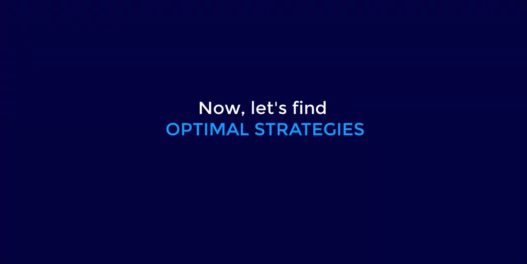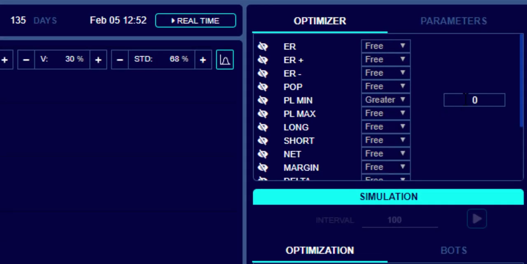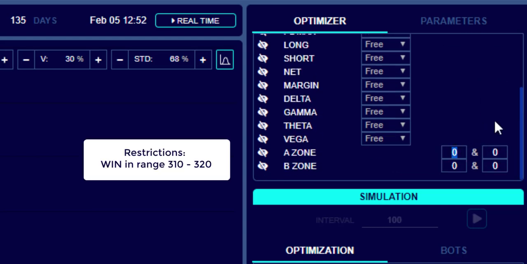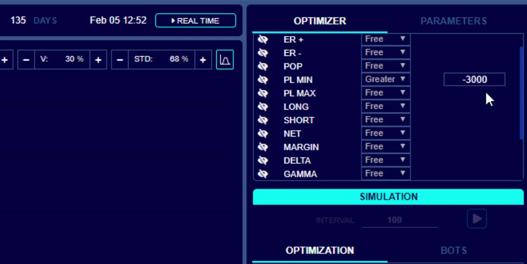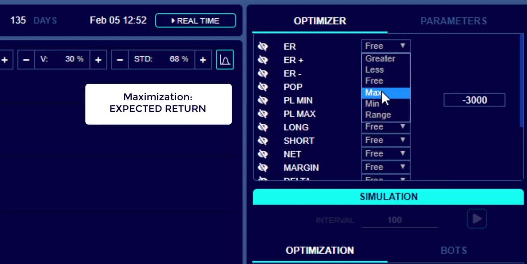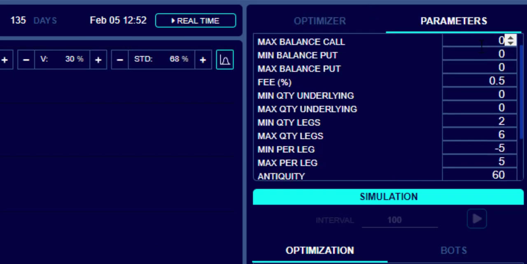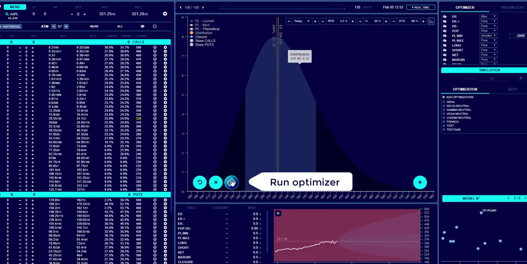Now we will look for optimal strategies. On the right we configure the optimizer parameters. In this case, maximum loss 3000 USD, and we want to end up positive in zone 310-320, we maximize by expected return. We configure additional parameters. We run the optimizer.